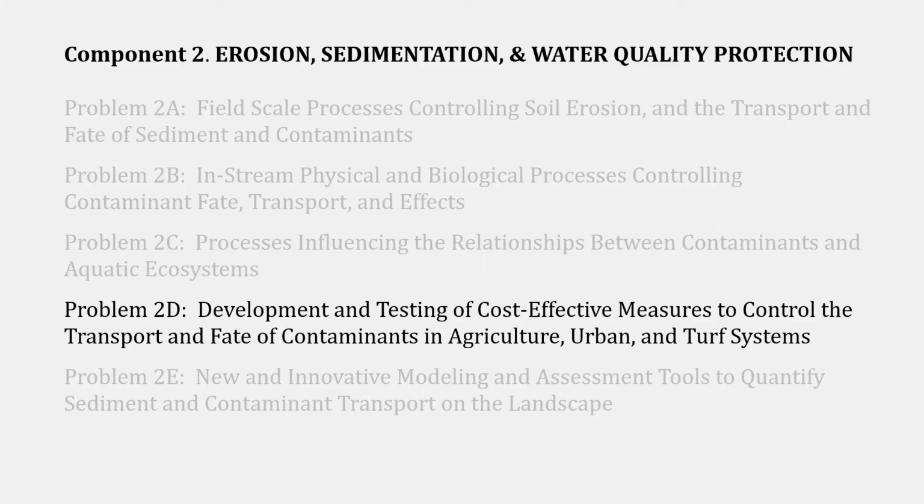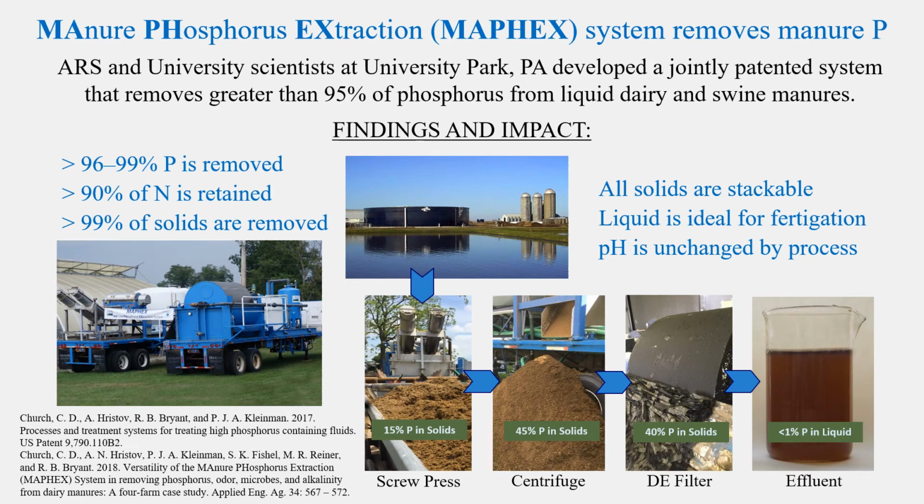Moving on to the fourth problem area, we look at the development and testing of cost-effective measures to control the transport and fate of contaminants in agriculture, urban, and turf systems. Dairy is an important industry in the Northeast. Most dairies are small, less than 100 cows, and they use a liquid manure system with lagoons, as pictured here.